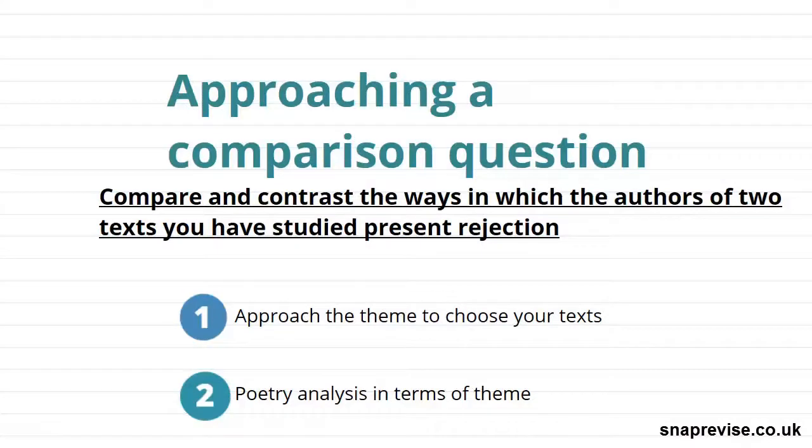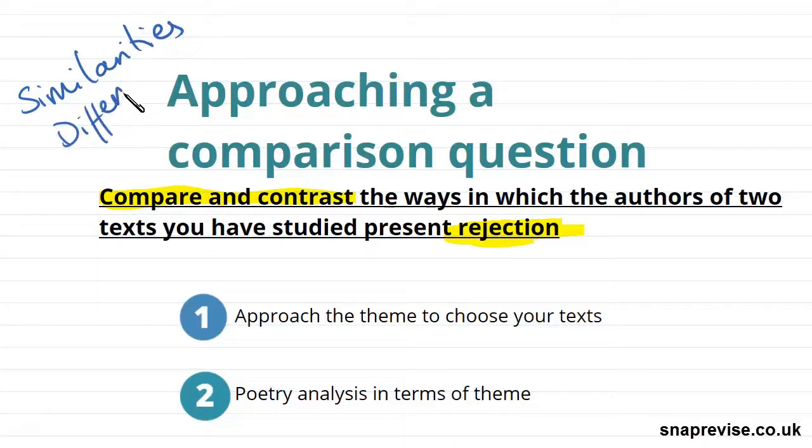So firstly, approaching a comparison question. Let's take for example this question here. Compare and contrast the ways in which the authors of two texts you have studied present rejection. So we can already see here that they're asking you to both compare and contrast. So that essentially just means finding the similarities and the differences. Obviously the two texts will be very different because one will be prose and one will be poetry, and we'll talk about how to compare them later on.